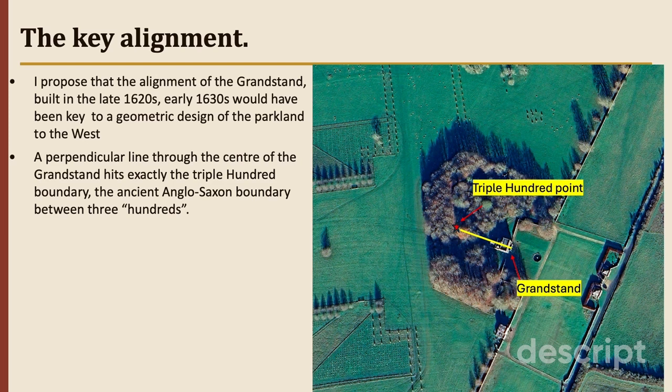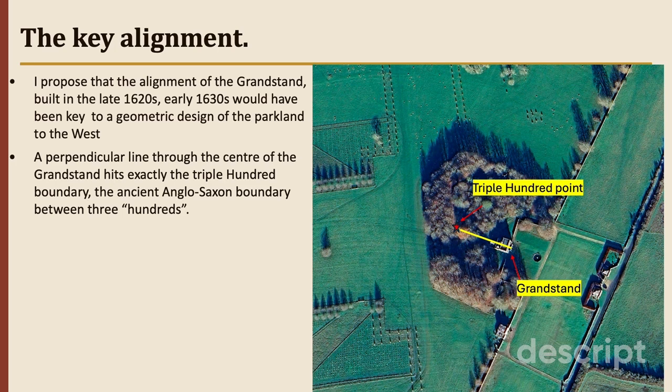So here's the key alignment, and I'm proposing that the grandstand building that you can see there on the right hand side from above is aligned in a particular direction. Why was it aligned in that direction? Well, if you draw a perpendicular line through the centre of the grandstand and extend it vaguely to the west, you see it hits exactly the 100 point.